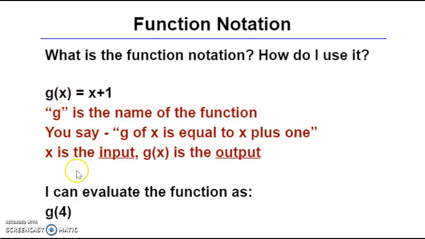Okay, and you can use this notation to evaluate the function, such as if I have g of 4, what does that mean? The input, the x value, is 4. So you are plugging in 4 anytime that you see an x, and you're looking for what is the output when you put in the input of 4. So you plug in 4 whenever you see an x, and you get 4 plus 1 is equal to 5. So the output is 5 when the input is 4. That's what it tells you.